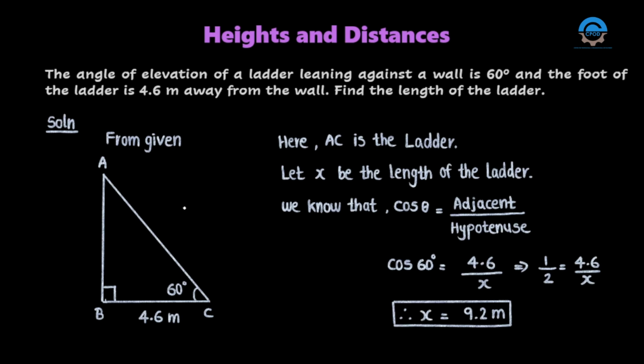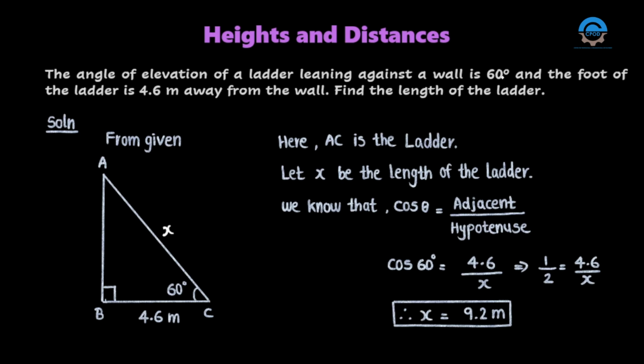So from the given data, if it is a wall, a ladder is leaning against the wall at an angle of 60 degree and the foot of the ladder is 4.6 meter away from the wall. So here we have formed a right angle triangle. So we need to find the length of the ladder, that is AC. So here we have the data for adjacent side. We need to find the hypotenuse. Which formula covers both adjacent and hypotenuse? That is cos theta. So here we have taken cos theta is equal to adjacent by hypotenuse. So the length of the ladder we need to find, that we can take the value as x.